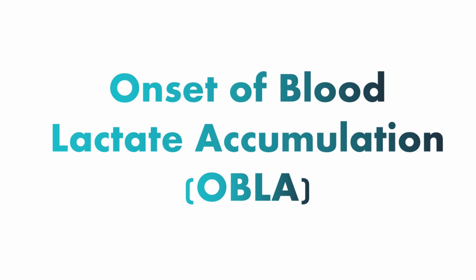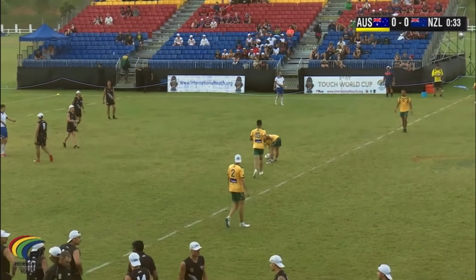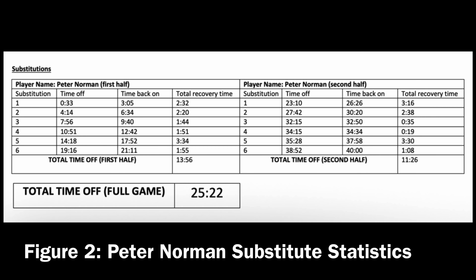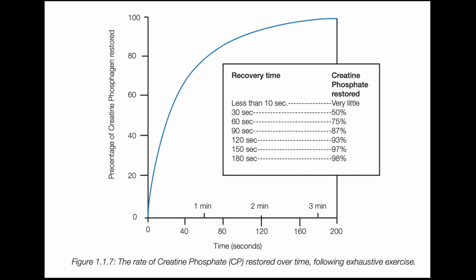Recognizing the need for recovery, Norman strategically takes a break during the early stage of the match. During this time, Norman's body enters excess post-exercise oxygen consumption, also known as EPOC. EPOC plays a crucial role in replenishing creatine phosphate stores and removing accumulated blood lactate. Over the course of the match, Norman comes off the field 12 times, with an average rest time of 2 minutes and 13 seconds. This means, on average, Norman was recovering approximately 93% of creatine phosphate stores every time he had a rest, which ensures when Norman is on the field, he can work at a high intensity.